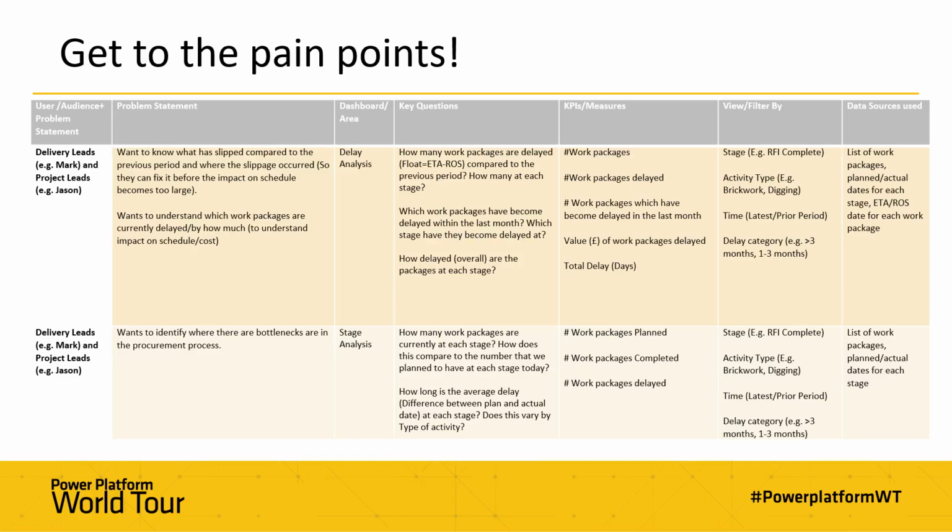And then at the end we had two dates. One was ETA, which was the time that it's expected to arrive on site, and then the ROS, which is a fixed date, generally fixed when it's required on site. So those are the two end fields, if you like.